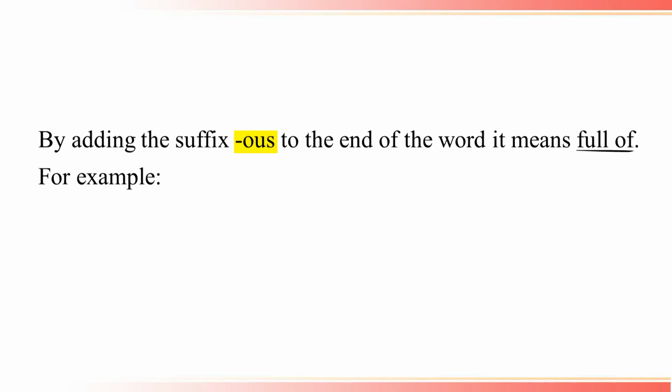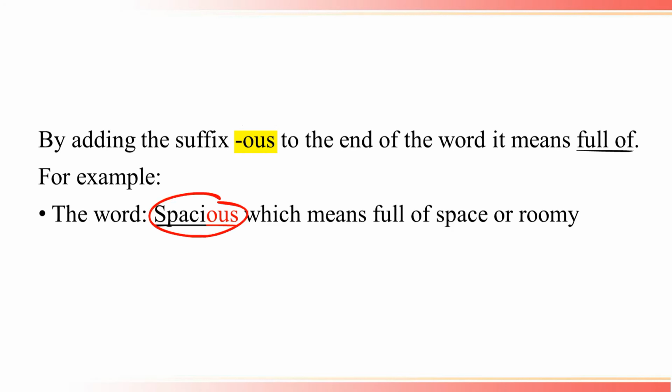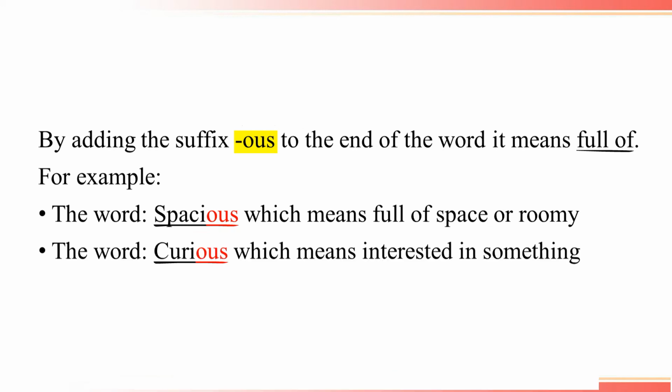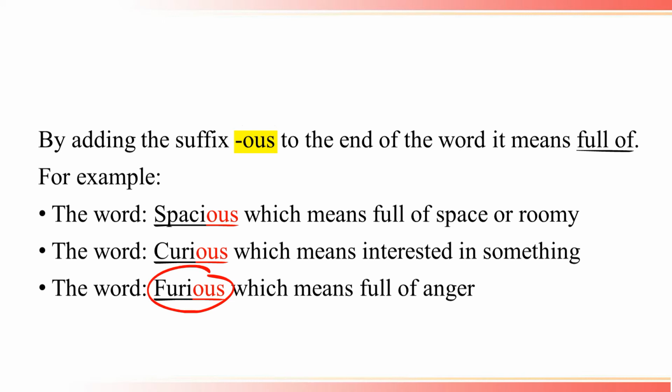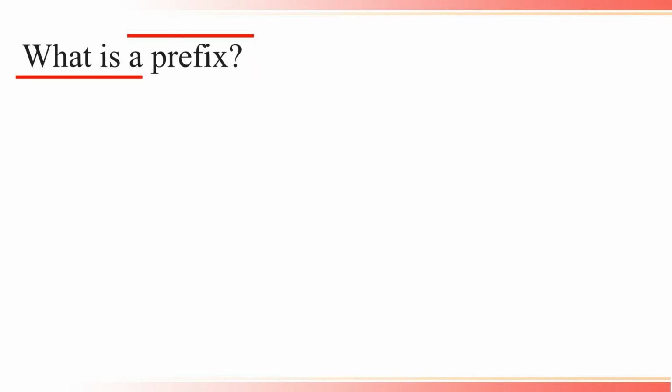Another suffix example is suffix us, which also means full of. And here are some examples of suffix us. The first word is spacious. Spacious means full of space or roomy. The second word is curious. Curious means interested in something. The last example is furious. Furious means full of anger. As you can see here, by adding the suffixes at the end of the word, it's changing it into a new word. Moving on, what is a prefix?